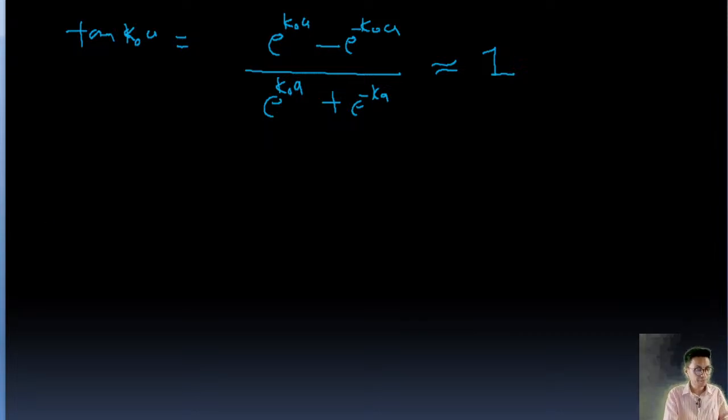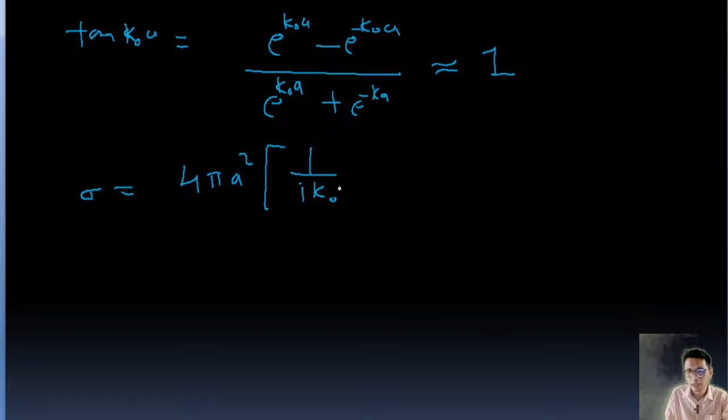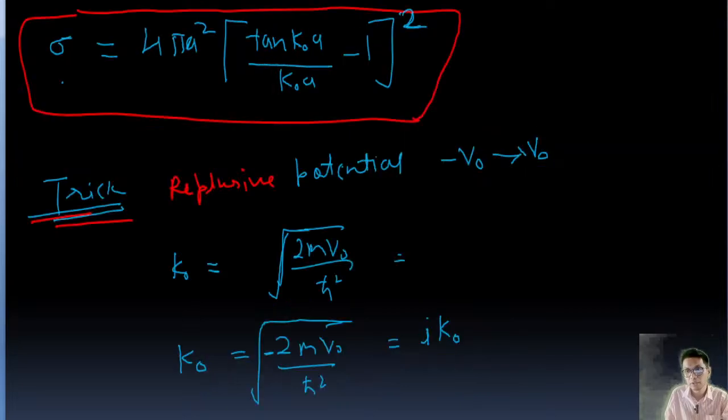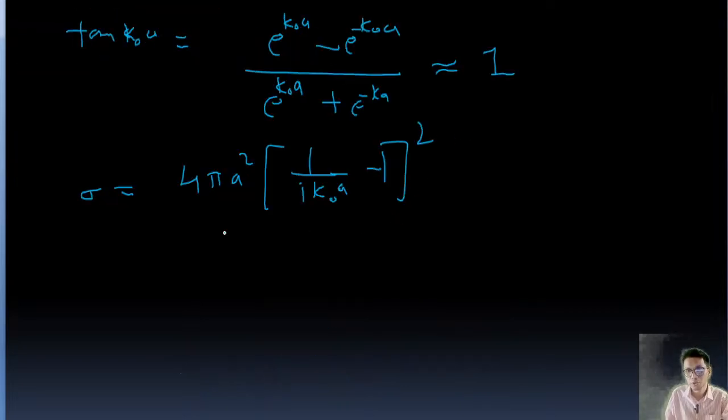So in that case, the value of sigma for a hard sphere, I'm talking about, is 4 pi a squared times 1 upon (i k naught a minus 1) whole squared. This value is almost equal to 1, since k naught is infinite. This term is 0, whole square is 1. So the value of sigma is going to be 4 pi a squared. This is the sigma value.